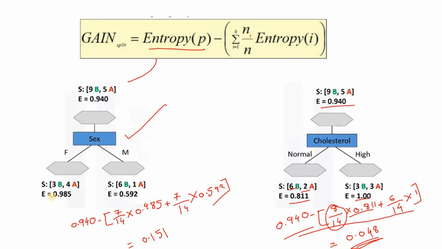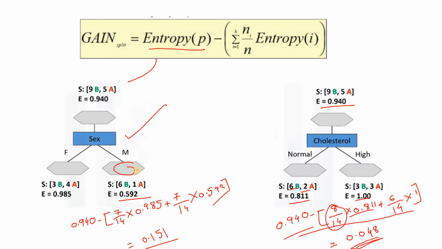Suppose we consider the left node. How much? 3 plus 4, 7. Divided by n, where n is the number of elements present in the parent node, that is 9 plus 5, 14. So 7 by 14 multiplied by the entropy at that node, 0.985. Plus, then i equal to 2 takes the value. Similarly, i equal to 2 means this right node, 6 plus 1, 7 by 14 multiplied by the entropy of this node, 0.592. So this is quite intuitive. We get a completely clear picture of what mathematics is working here.